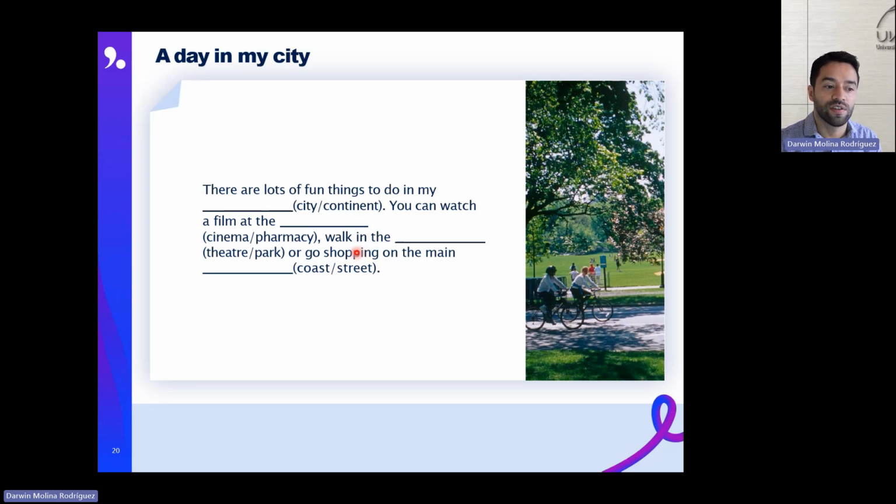So walk in the park. You can go in the park, walk in the park, walk, caminar. Or go shopping on the main street. On the main street. Main street es la avenida principal, la calle principal.